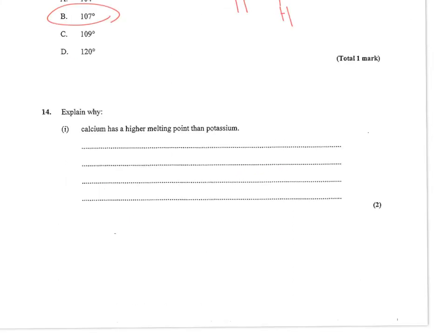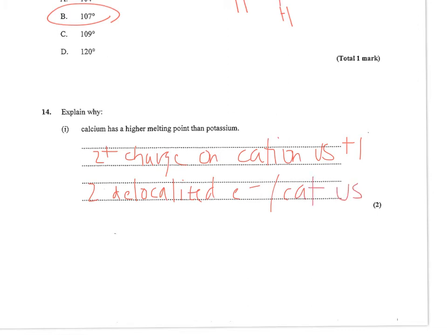Number 14, for 2 marks, why does calcium have a higher melting point than potassium? Because its cation is stronger and it has more delocalized electrons. So it has a 2+ charge on the cation versus just a +1 on the potassium. And it has 2 delocalized electrons per cation versus just 1 per cation. Both those things are going to make calcium quite a bit stronger metallic bond and with a higher melting point.